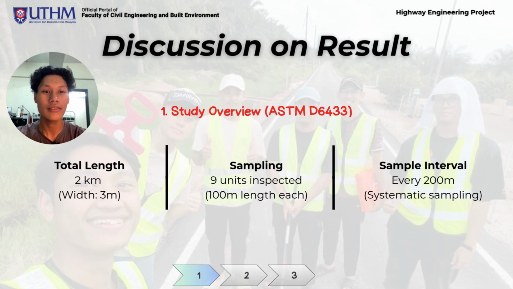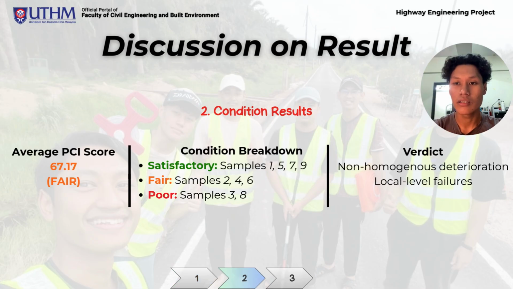To begin the discussion, our study followed the ASTM D6433 standard to assess a 2 km road stretch with a width of 3 meters. We utilized a systematic sampling method, inspecting a total of 9 units, with each unit measuring 100 meters in length. By taking samples at a 200-meter interval, we ensured a consistent and representative evaluation of the entire road's condition. Looking at our condition result, the road has an average PCI score of 67.17, which places it in the fair category overall.